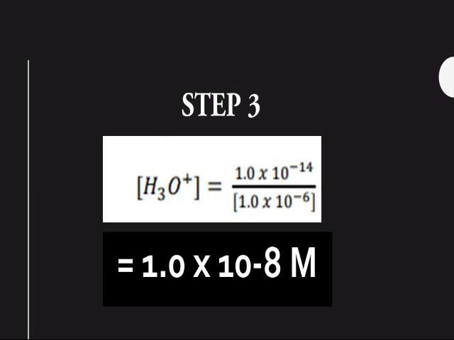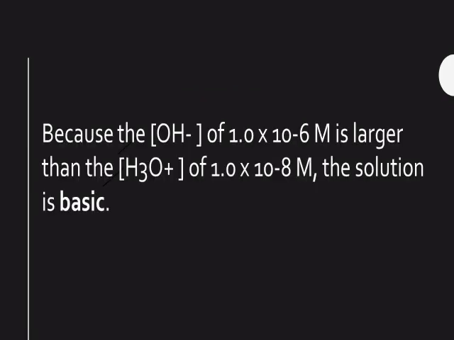H3O. H3O is equal to 1.0 times 10 to the negative 14 all over 1.0 times 10 to the negative 6. That will give us 1.0 times 10 to the negative 8 M. Okay, so the value of the hydronium is 1.0 times 10 to the negative 8 M. Because the OH of 1.0 times 10 to the negative 6 M is larger than H3O of 1.0 times 10 to the negative 8 M, the solution is basic.